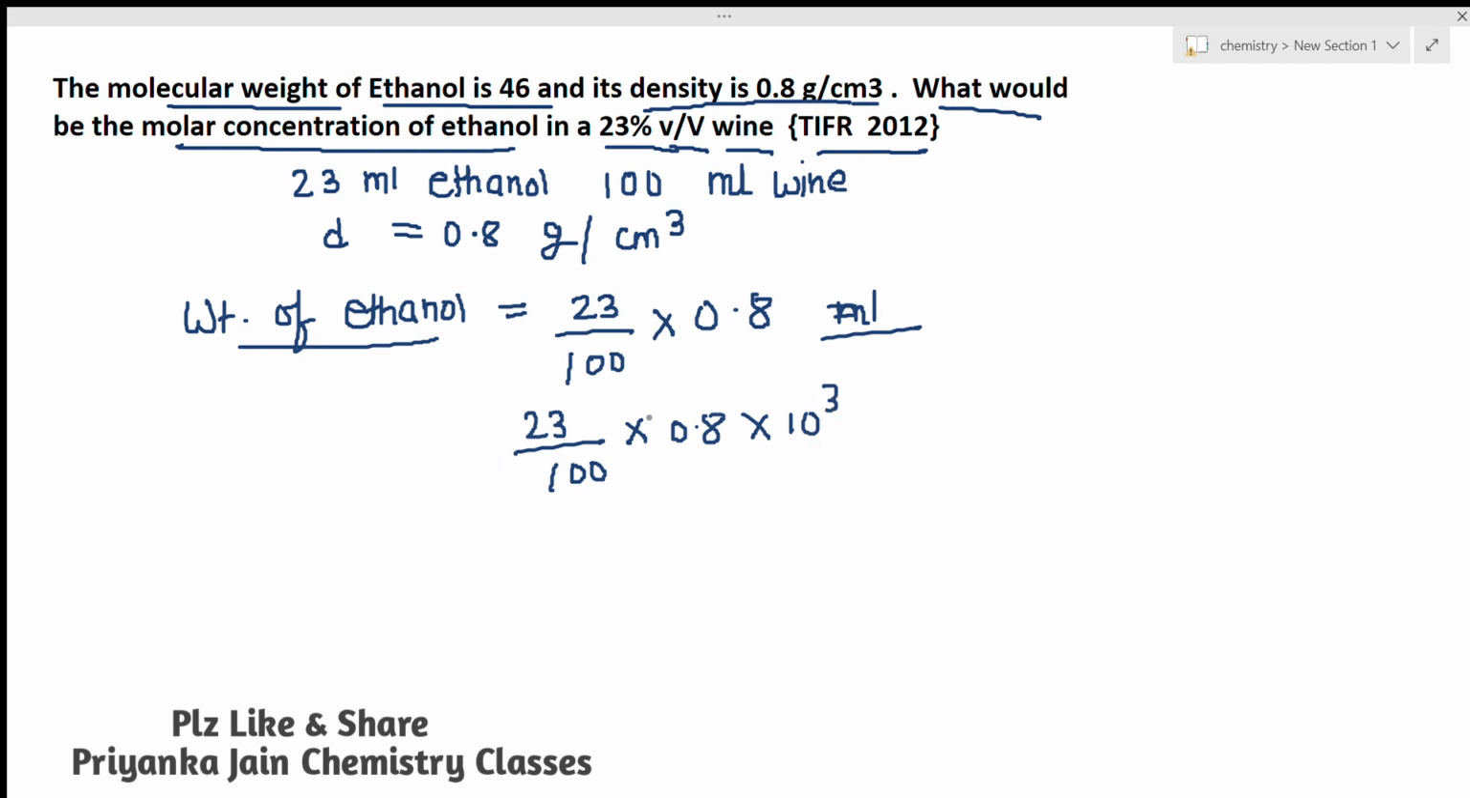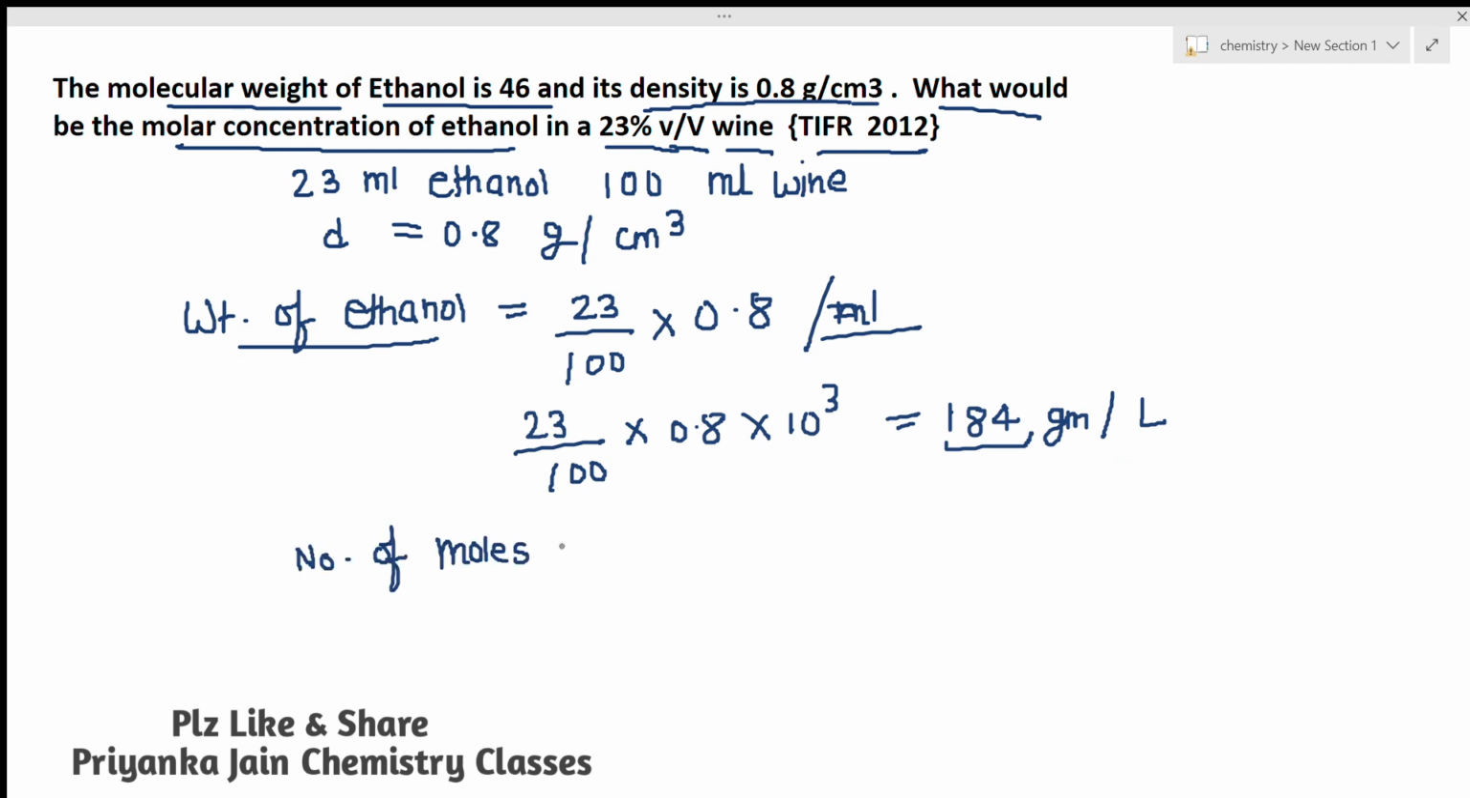Okay, so this will be quite easier. Now you can write down this will be equal to 184 grams. Here this was per ml. Now this is grams per liter. So now you have to see its mole. This is 184 grams per liter. Now you have to find out the number of moles.